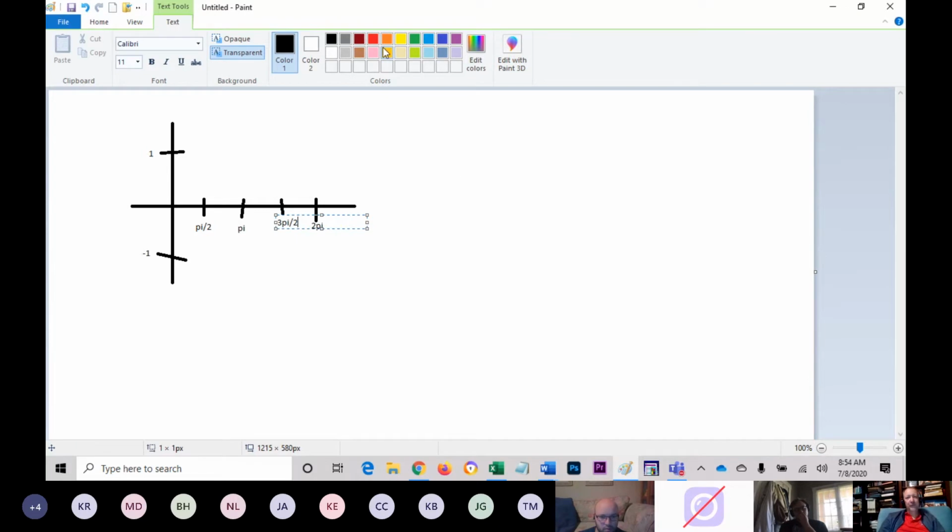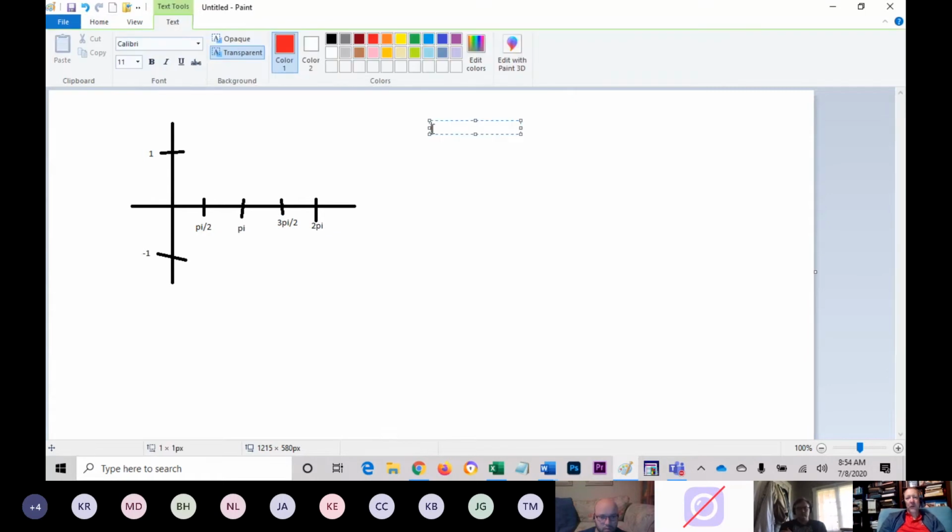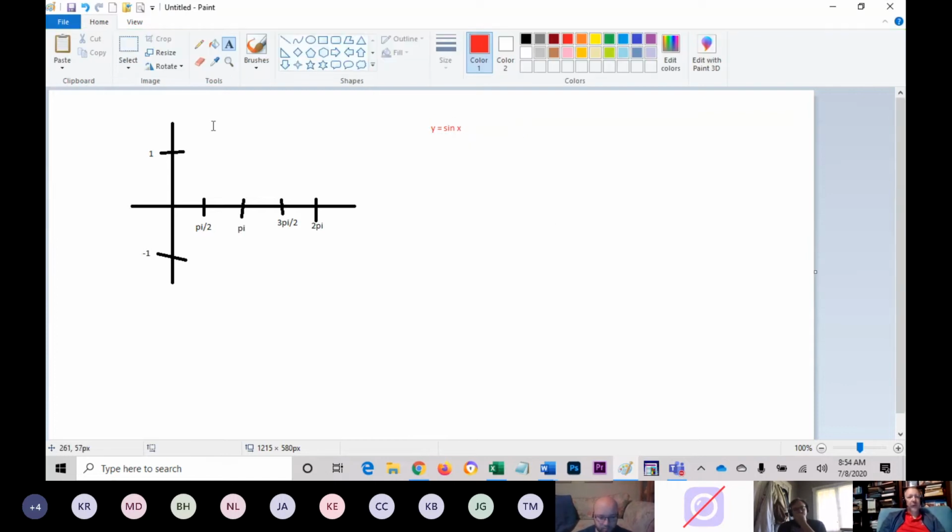Okay, so we're going to do y equals the sine of x in the red. Okay, so we know in this case, I'll try to draw this with my finger.